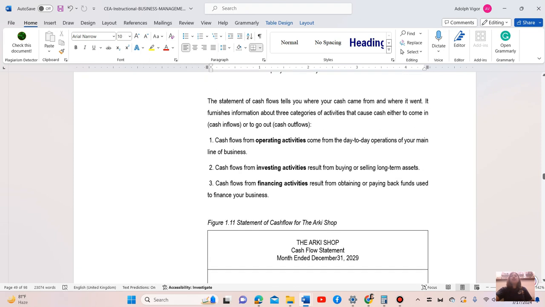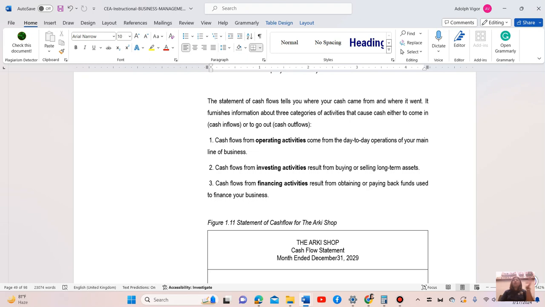Okay? So, the statement of cash flows tells you where your cash came from and where it went. It furnishes information about 3 categories of activities that cause cash either to come in, cash inflows, or go out, cash outflows. So we have operating activities, investing activities, and financing activities.